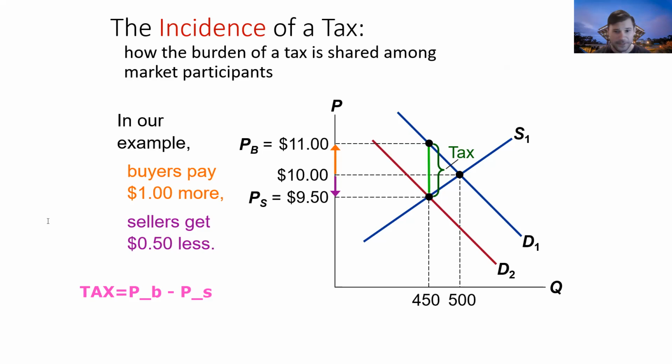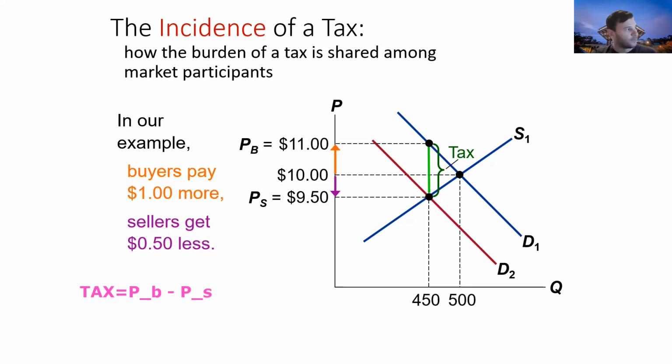Okay, why $9.50 instead of $8.50? Well, if it was down at $8.50, the difference between $8.50 and $11 is not a $1.50 tax. It will be a $2.50 tax. So remember, the difference between those prices has to account for the size of the tax. All right, now if you're wondering, why did it go up more for the buyer than it went down for the seller? We're going to get back to that in a moment. I think you'll start to see why that is the case.